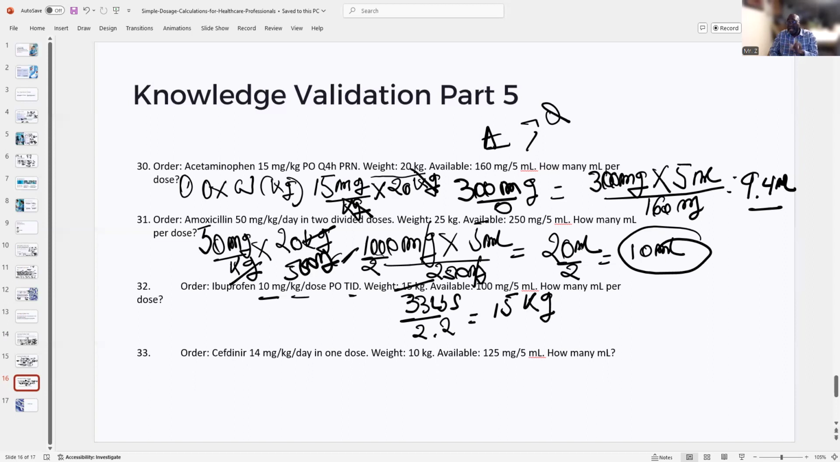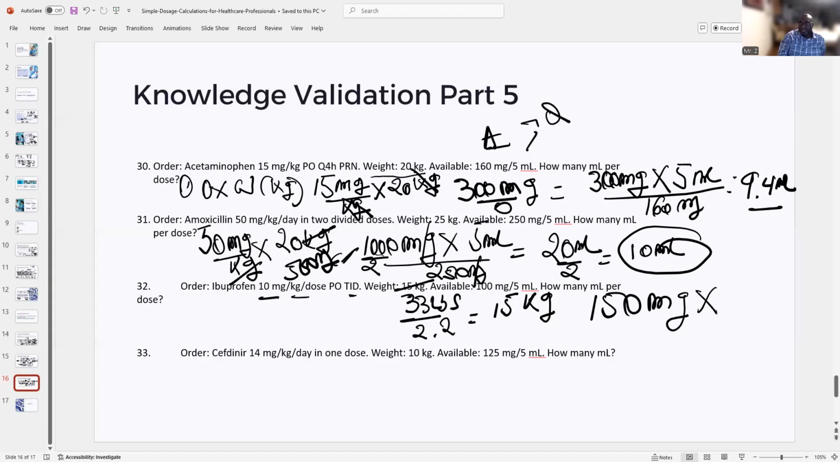Now, the other way around, to go from kilogram to pound, you multiply by 2.2. All right? So don't forget that one, dear friend. In that case, you're going to get 10 milligram times 15, you have 150. 150 milligram is your new order according to that person's body weight.